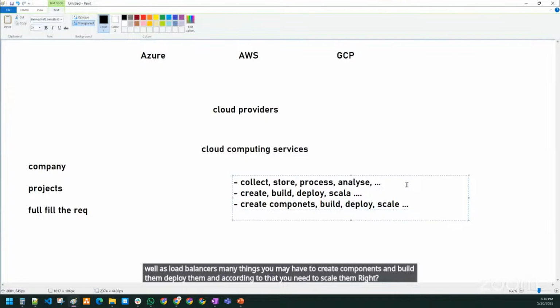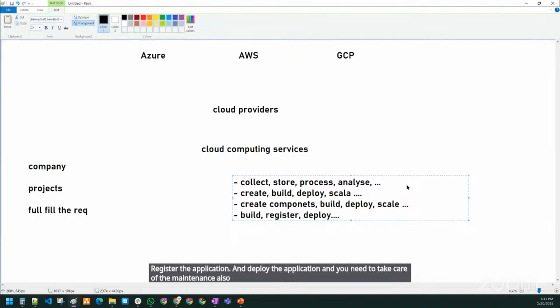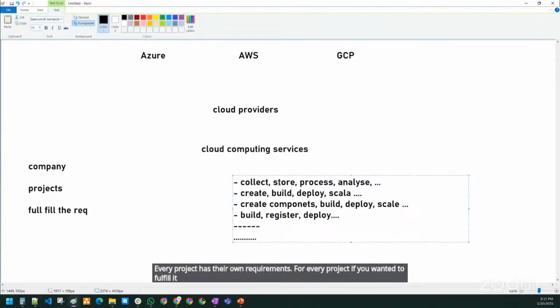Similarly, when you are working in an ML project, you have to build the ML application, register the application, and deploy the application, and you need to take care of the maintenance also. So for every project, every project has their own requirements. For every project, if you wanted to fulfill it, for example, sir, I wanted to store the data.